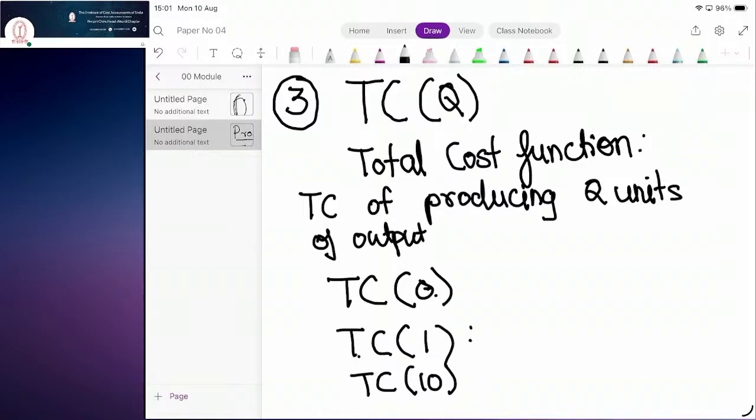This is total cost of producing 1 unit of output. Is that clear? Can you all write what is TC of 10? TC of 10 चा अर्थ काय? Total cost of producing 10 units of output.